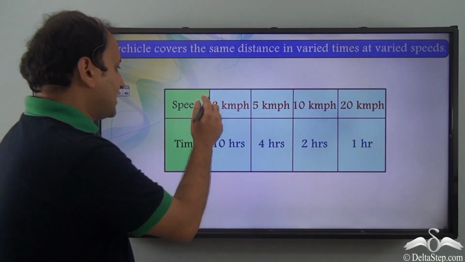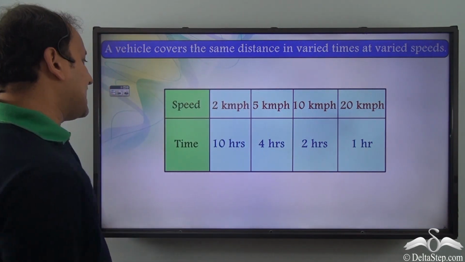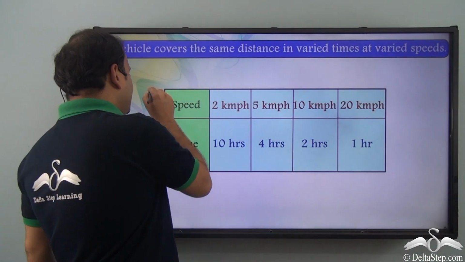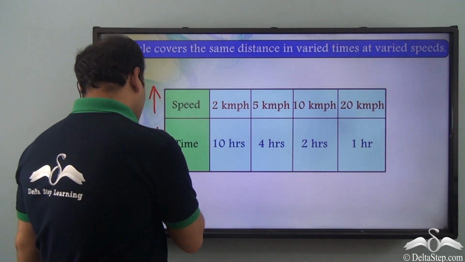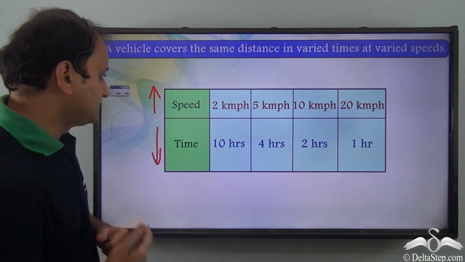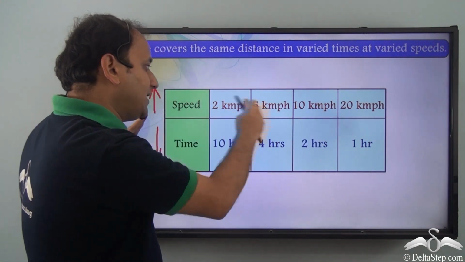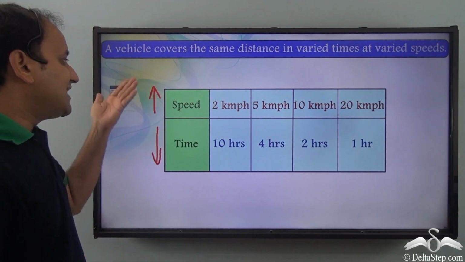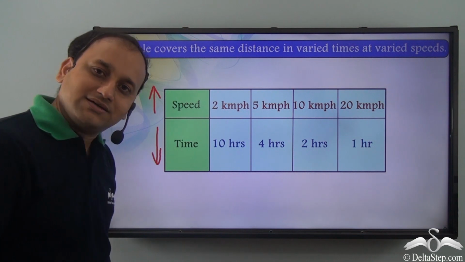This is a condition where the distance is fixed, and what is happening is, as the speed increases, the time taken decreases. So again, these two values are related, but they are related in such a way that increase in one results in decrease in the other.